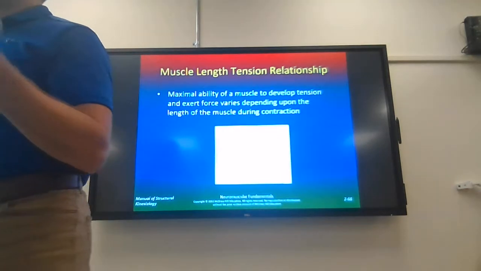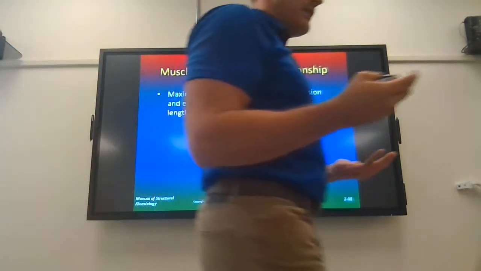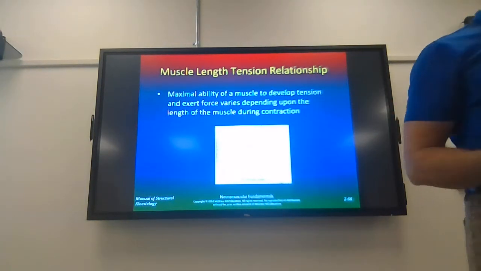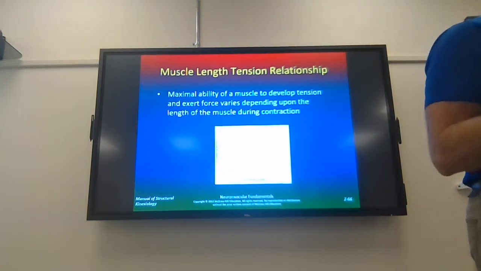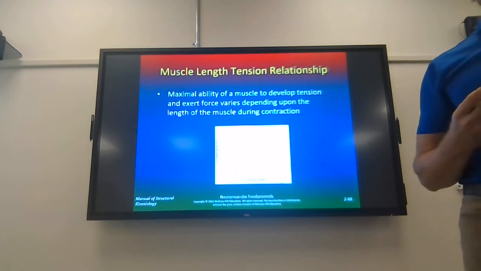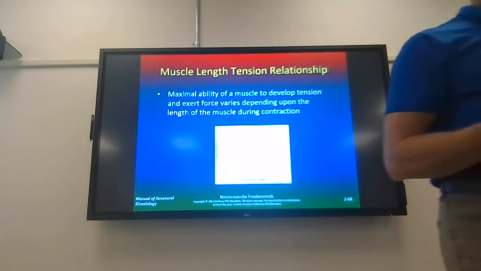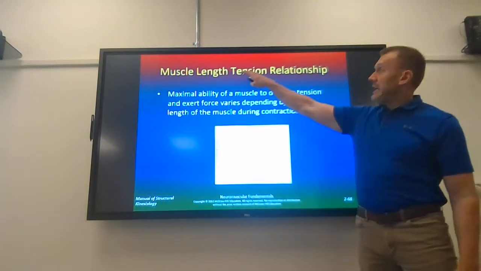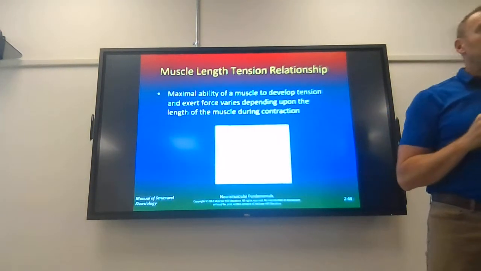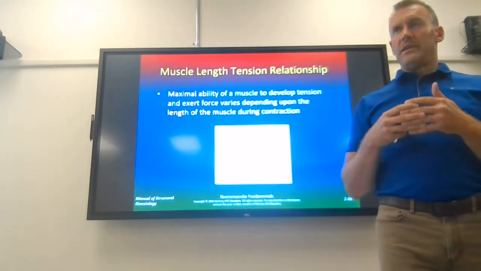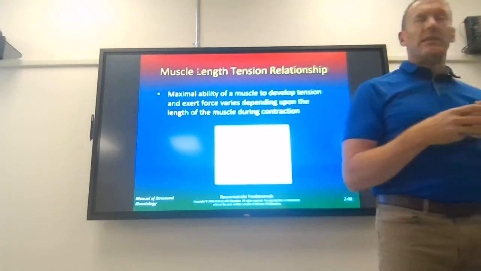How many of you have noticed with weight training there's usually a region where it's a lot more difficult to move the weight? Sometimes we call that the sticking region. And then there's a portion of the range of motion where it becomes a lot easier to move the weight. That has a lot to do with this length tension relationship, so how much overlap we have in these contractile filaments in the muscle cell.